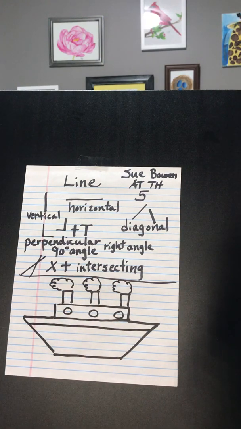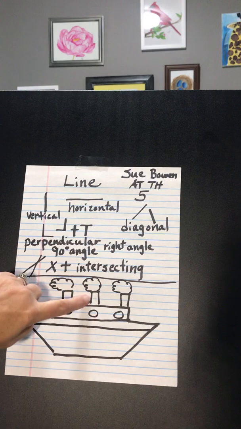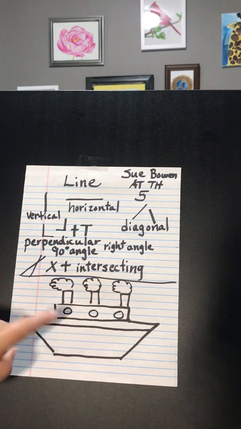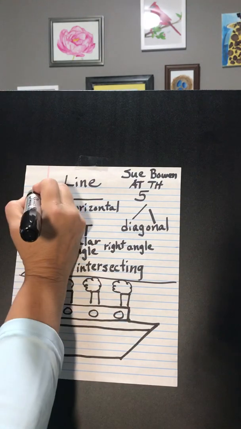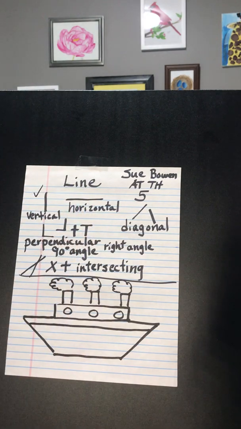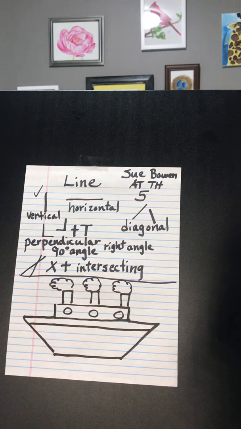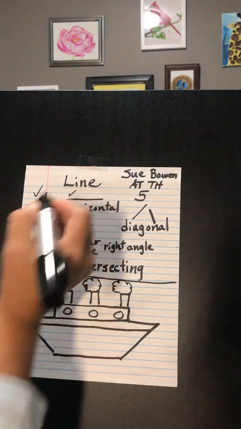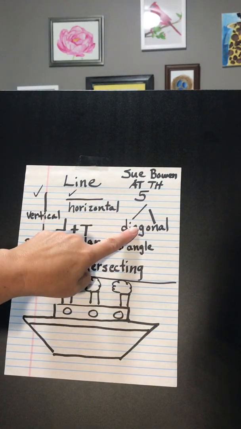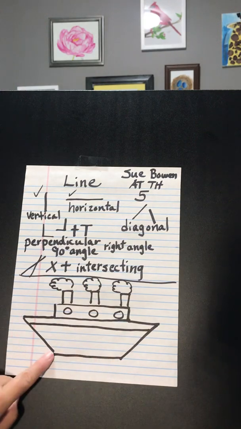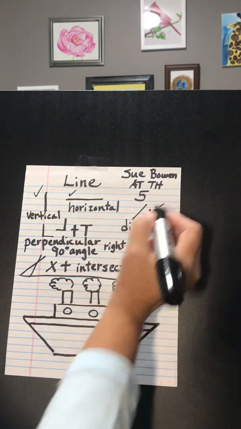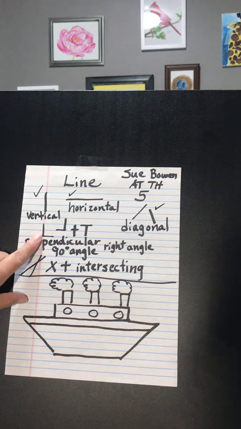Okay? And now let's evaluate what we drew, what kind of lines we used. Did we use any vertical lines? Yes. 1, 2, 3, 4, 5, 6, 7, 8. We used 8 vertical lines. Let's put a check there. We were successful with that. What about horizontal lines? 1, 2, 3, 4, 5, 6, 7. 7 horizontal lines. We definitely did those. What about diagonal lines? Yes, we have one here and one here. So we can cross that off. Check there. What about perpendicular lines?